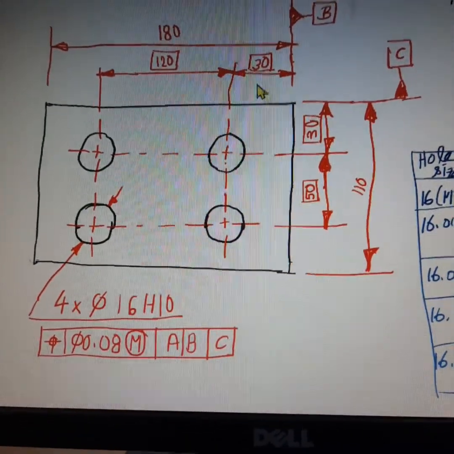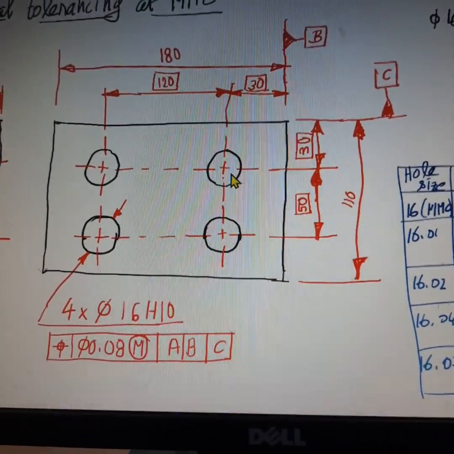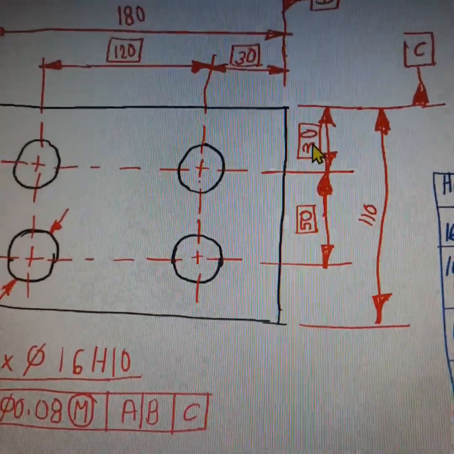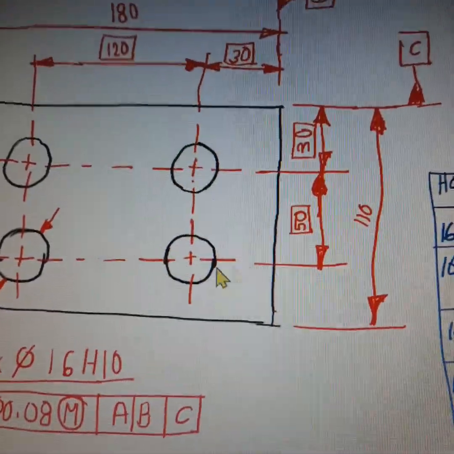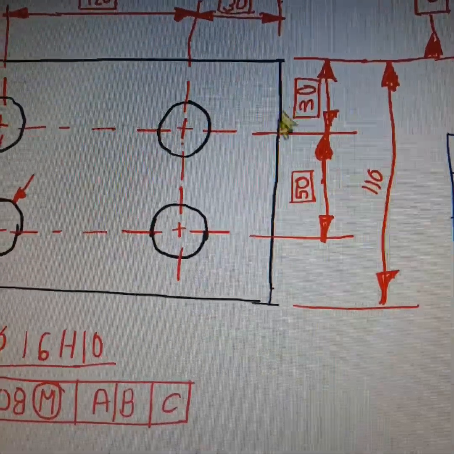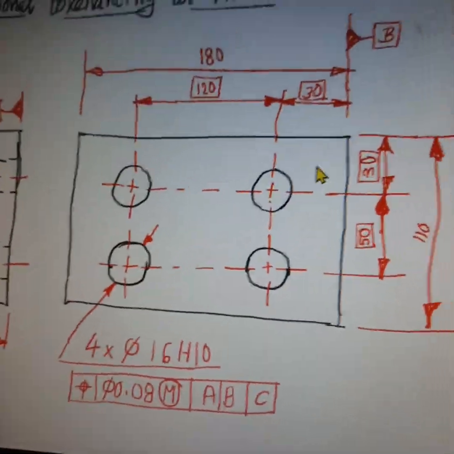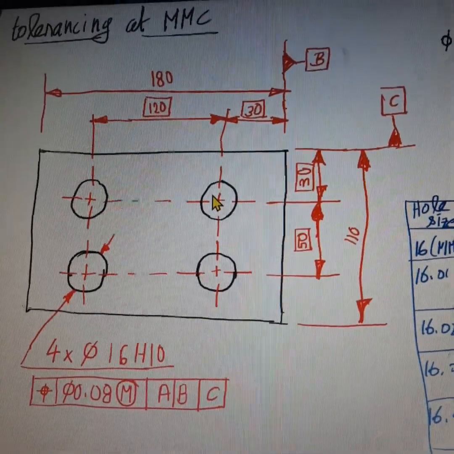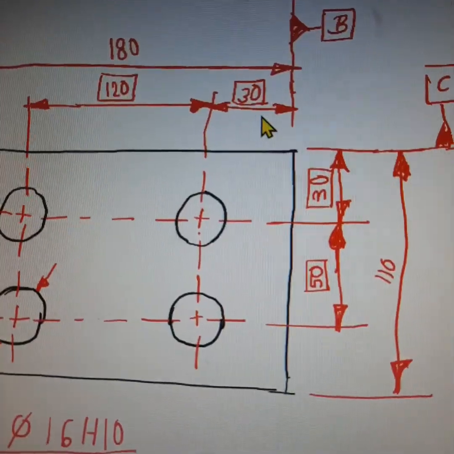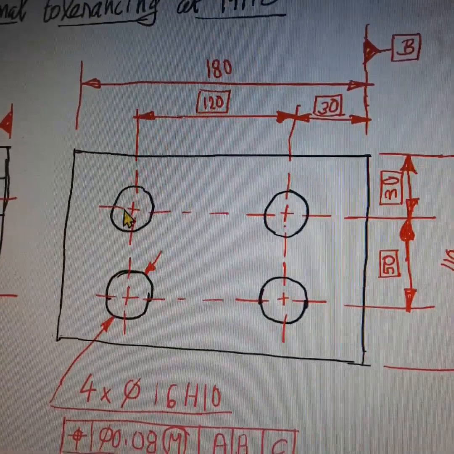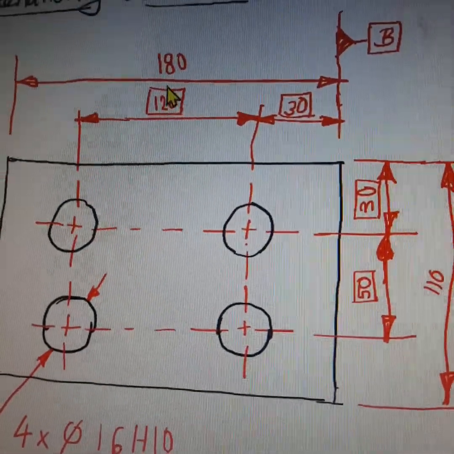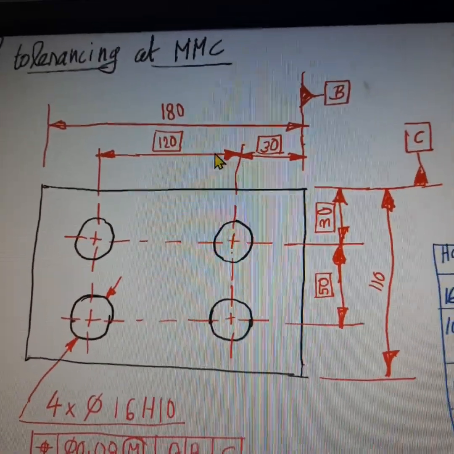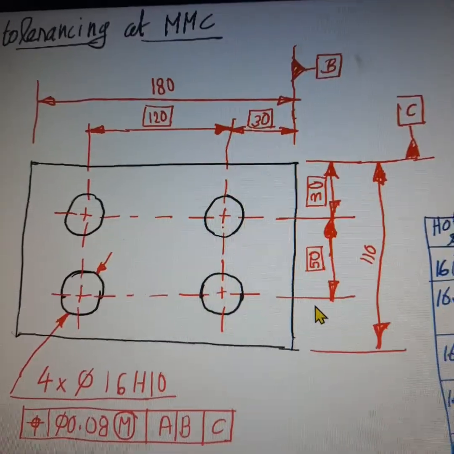So from the top surface, the tolerance zone for the first hole is to be located at a distance of 30 mm. Then the tolerance zone for the second hole is to be located at a distance of 50 plus 30, 80 mm. Similarly, from the datum B, the tolerance zone for this hole has to be located at a distance of 30 mm. The tolerance zone for this hole is to be located at a distance of 120 plus 30, 150 mm. So these dimensions are used to locate the tolerance zone.